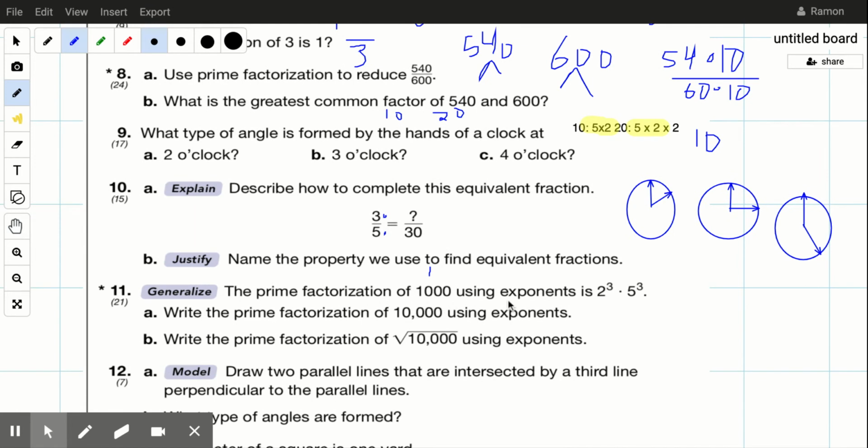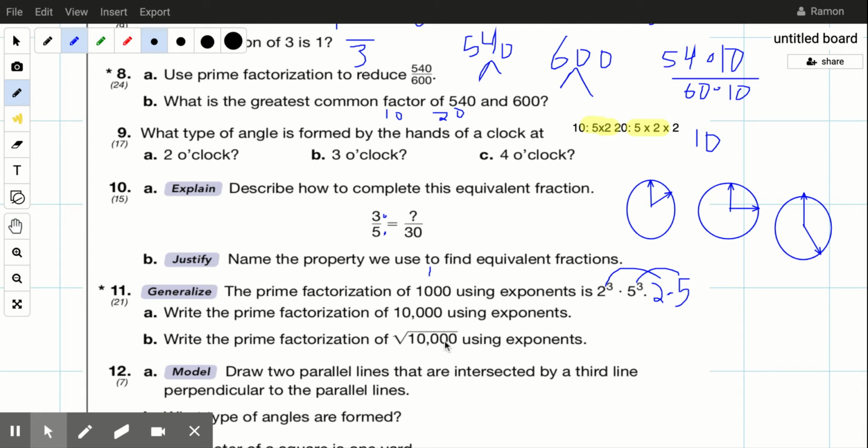The prime factorization of 1000 using exponents is 2 to the power 3 times 5 to the power 3. Write the prime factorization of 10,000 using exponents. So we need to multiply by another 10, which is basically multiplying by another 2 and another 5. So that would become 2 to the power 4 and 5 to the power 4.